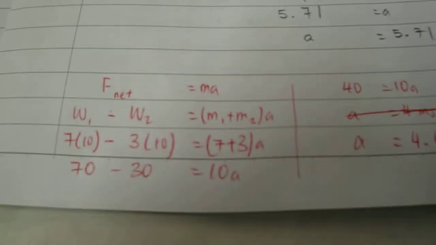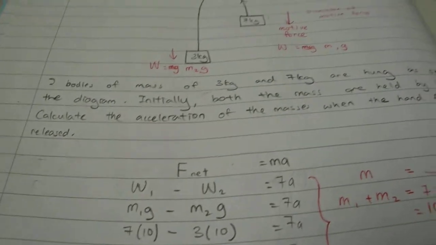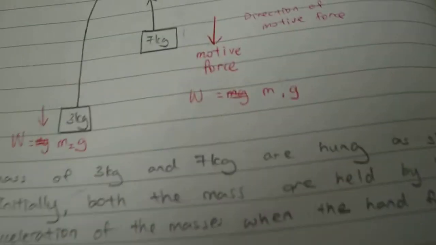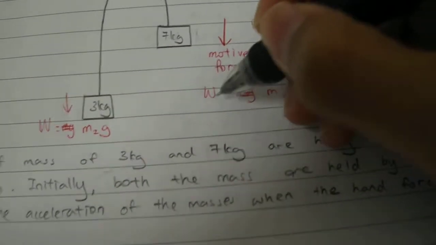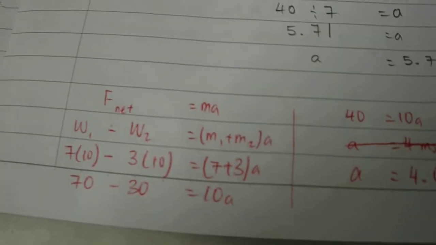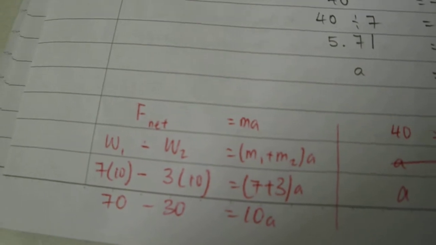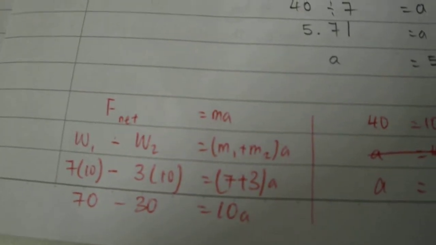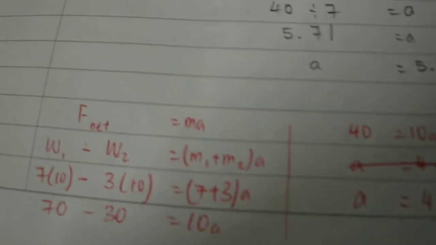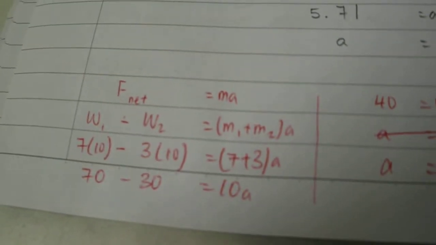To do this question, it's F net equals ma, where W1 minus W2, and W1, sorry, I didn't write it down. W1 is this, and W2 is that. So bing bang boom, this minus that. So W1 minus W2 equals (m1 plus m2) a, because technically both of them are moving.